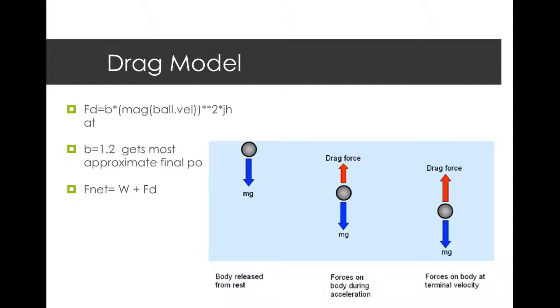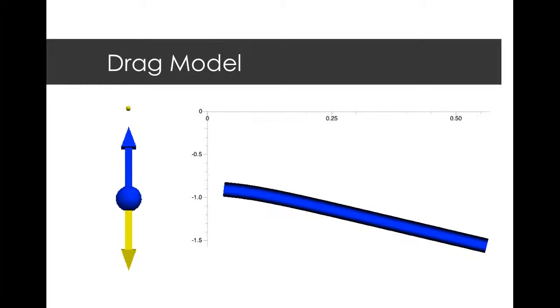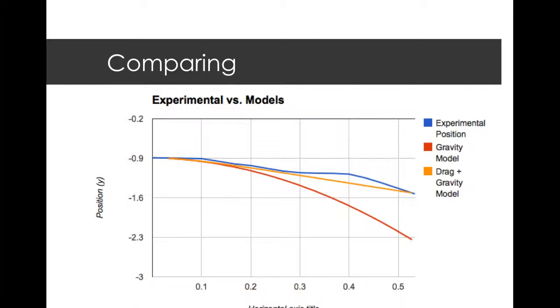For my second model, I incorporated a drag force to the model as well, meaning that the net force in this case was equal to the weight force plus the drag force. I used the formula of drag force, which equals a constant b times the velocity squared. In this case, I had to calculate a b that best approximated the motion of the falling slinky, which was 1.2. The picture illustrates the model of the falling slinky, and the graph represents its motion in the y direction.